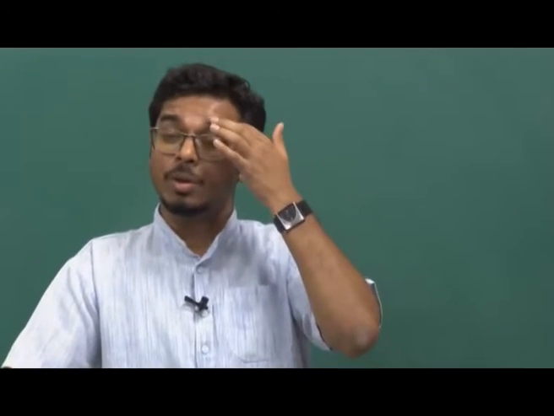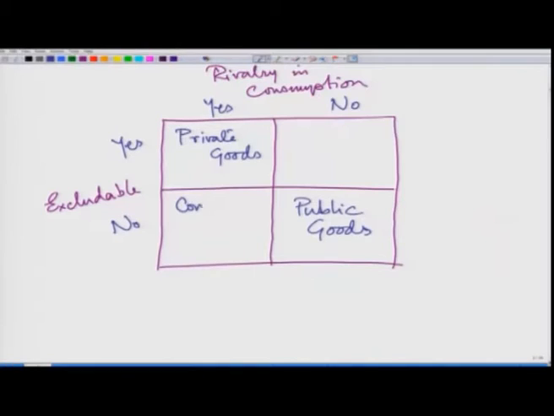So that can be a perfect example of a public good, but at the same time, these are extremes. There can be other commodities for these two boxes, where no price is attached, it's free, there is no excludability, but at the same time there is rivalry in consumption. They are known as common resources.